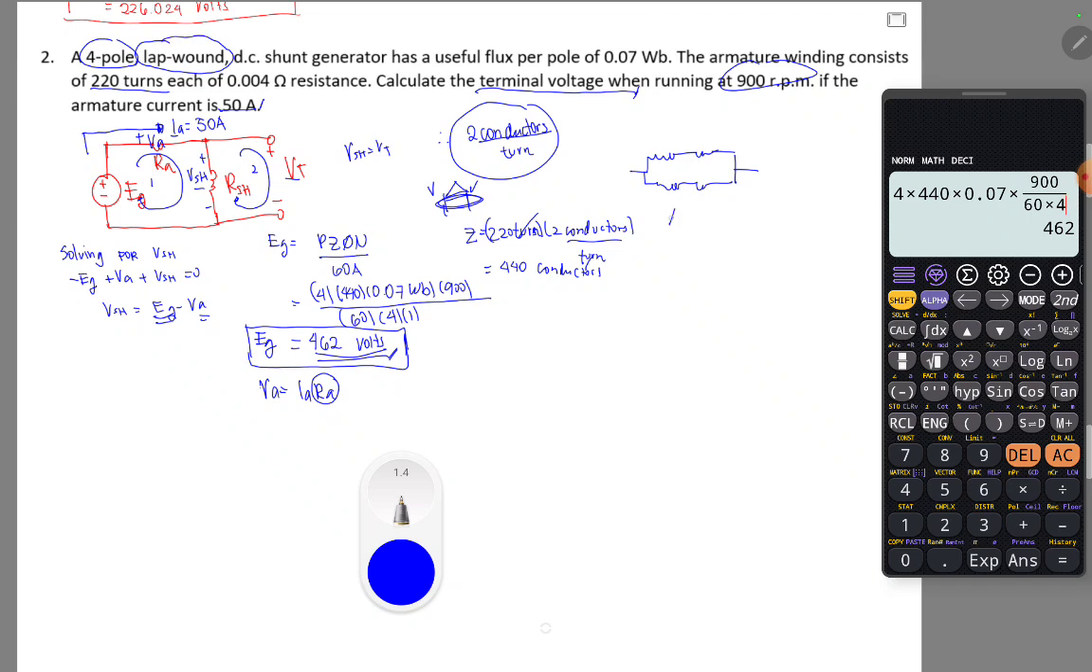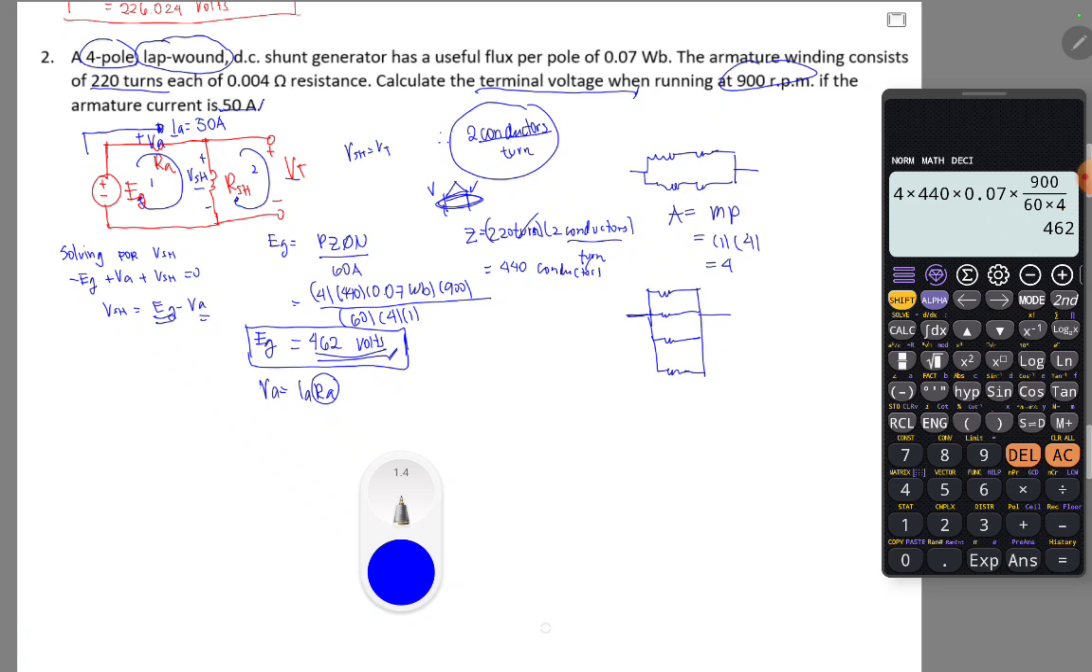So what is our current path? A is equal to mP, right? Since m is equal to 1 and P is equal to 4, it's safe to consider that there are 4 current paths. So we would arrange the resistance per current path into 4 parallel resistances, in which this is the current path of the windings in our armature.